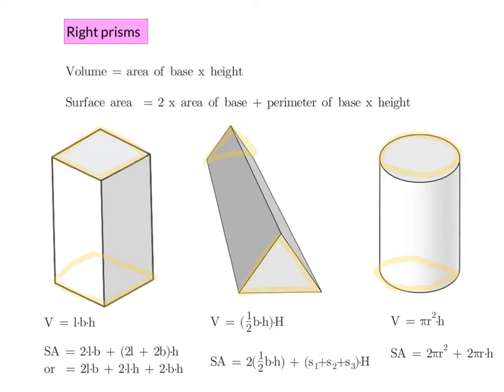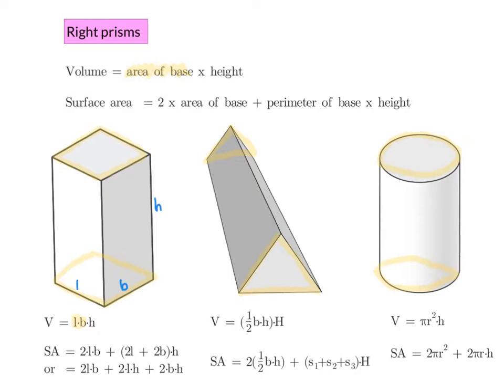Now, let's see the volume. The volume for any right prism will be the area of a base times the height. If you look at the rectangular prism, the area of the base is length times breadth. So if I was to label the dimensions, that would be length, that would be breadth, and the third dimension will be the height of the right prism.